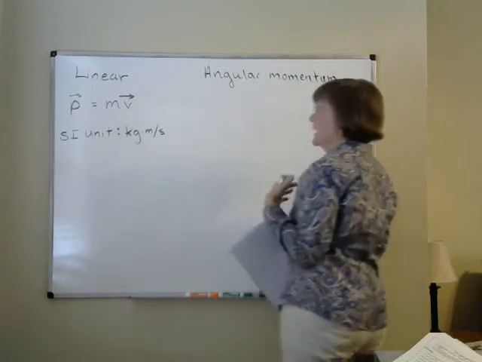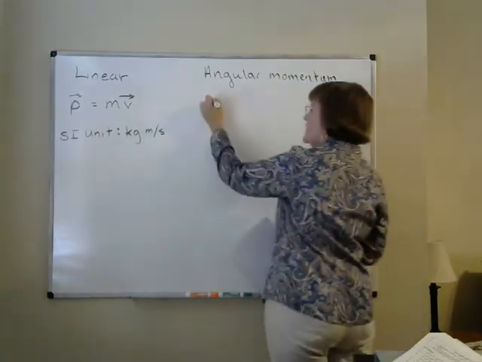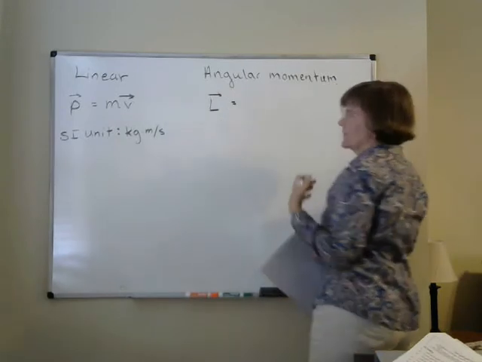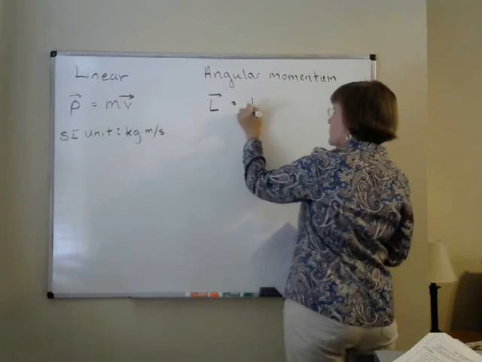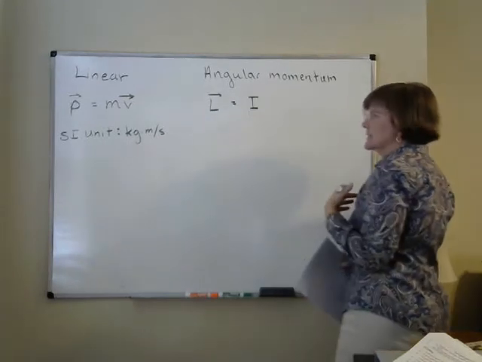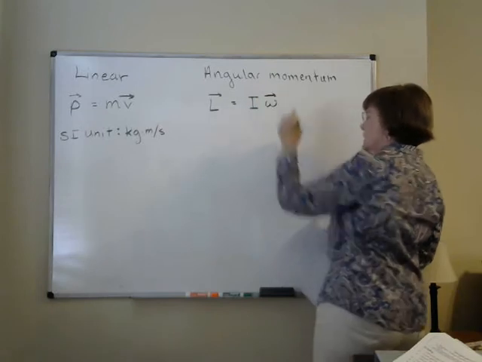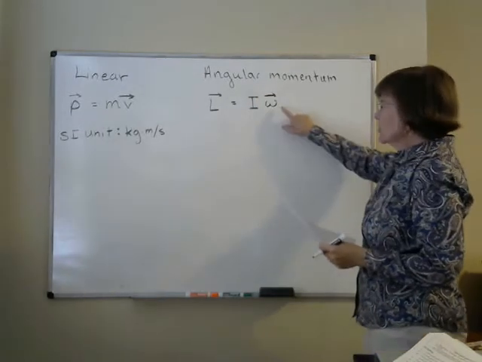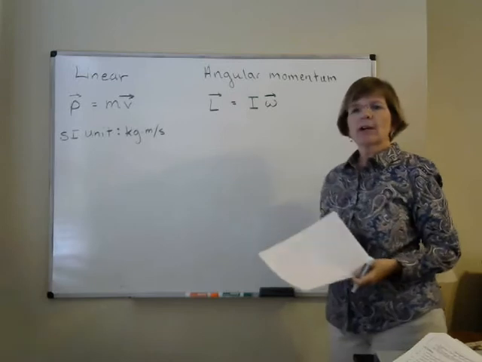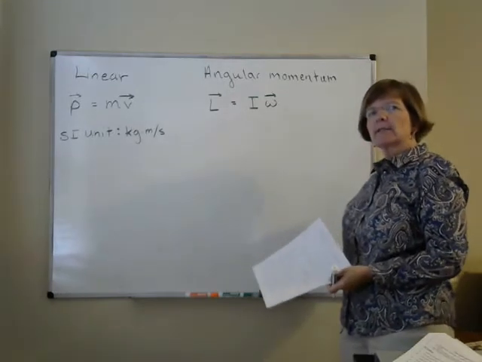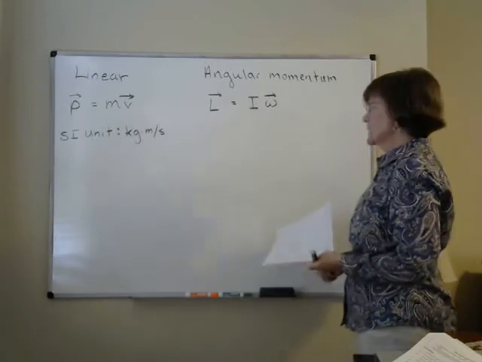is represented by a capital L. I have no idea who picks these. And of course, instead of mass, we have to use our moment of inertia. And instead of a linear velocity, we will do an angular velocity. We haven't really talked about what the directions are other than to say that we consider counterclockwise to be positive and clockwise to be negative.